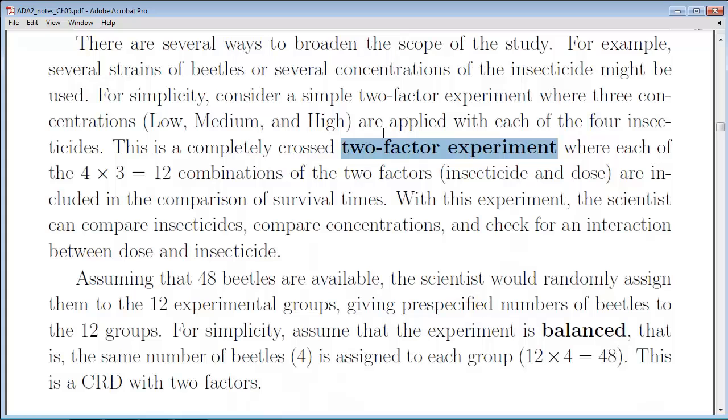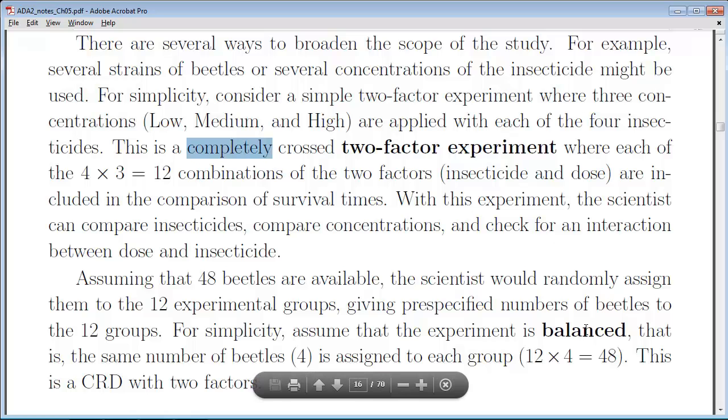We have 4 types of those, A, B, C, and D, and we're going to have different concentrations or dosages, low, medium, and high. And this will be a completely crossed two-factor experiment. The crossed means that there's going to be combinations of the insecticides and the dosages, and the completely means that every insecticide has every set of concentrations.